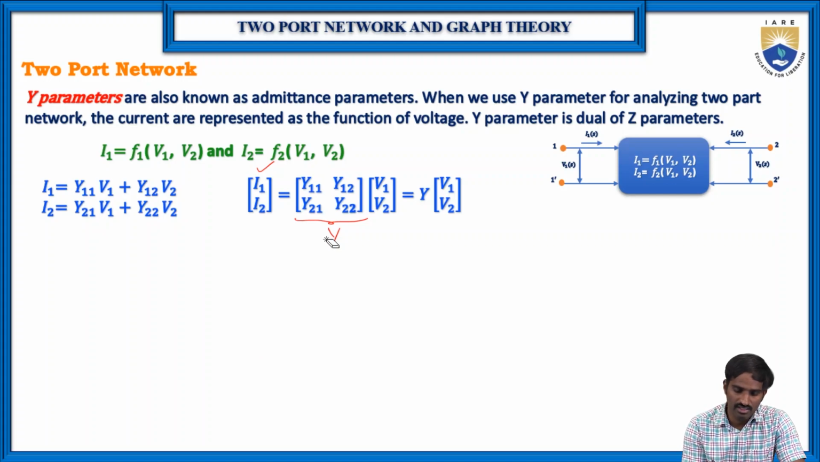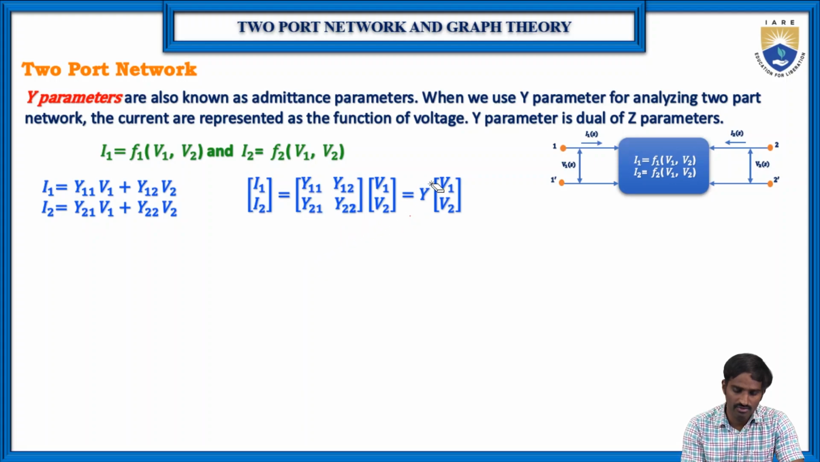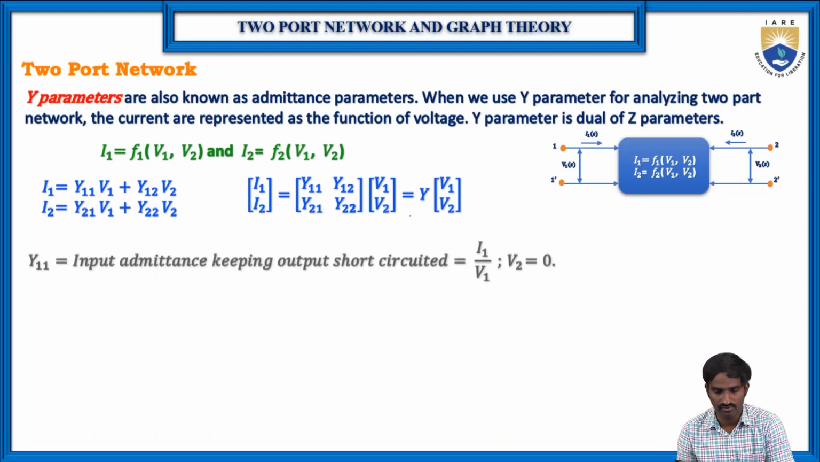This is the current matrix, a single column matrix, this is the admittance matrix, and this is the voltage matrix again. So simply, we can represent the admittance matrix as Y. Here Y is a 2 by 2 matrix with Y11, Y12, Y21 and Y22. Similar to what we discussed for the Z parameters, here also we need to find Y11, Y12, Y21 and Y22.